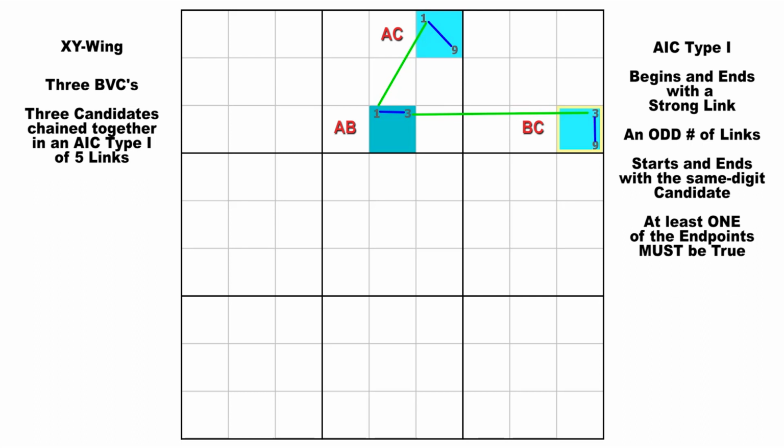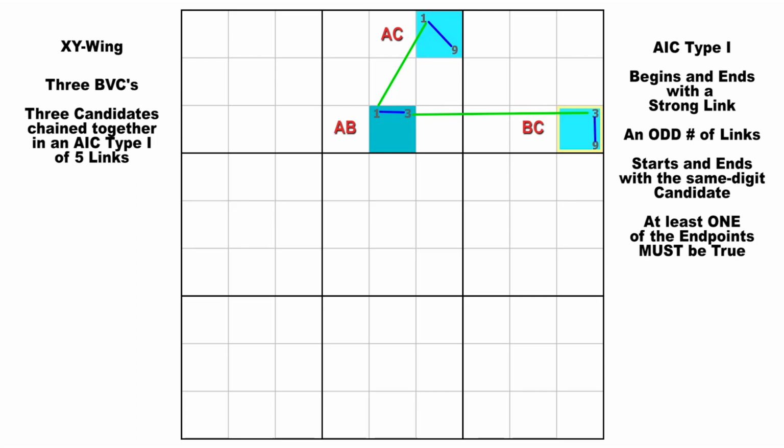But when you are solving puzzles, you don't need to think about all this stuff. All you need to do is identify 3 bi-value cells with 3 candidates and hook them up like this, and you will know that one of the endpoint candidate C's must be true, and then immediately make any possible eliminations.